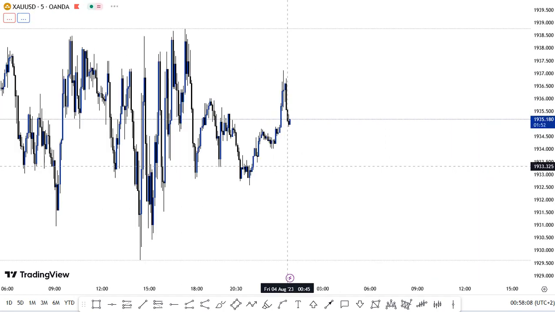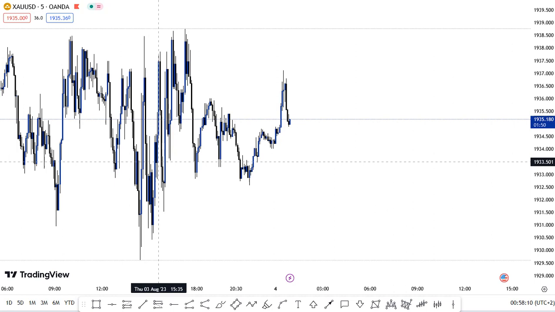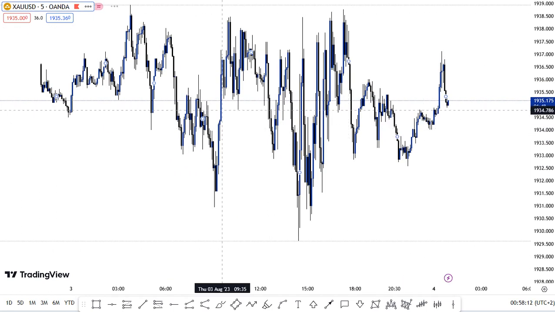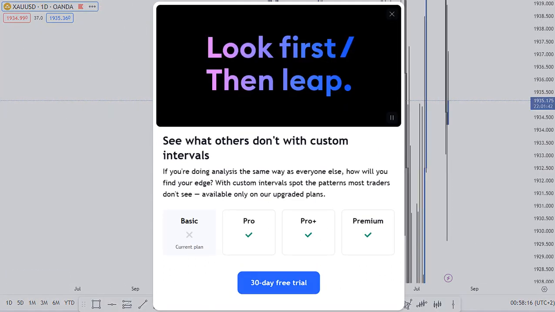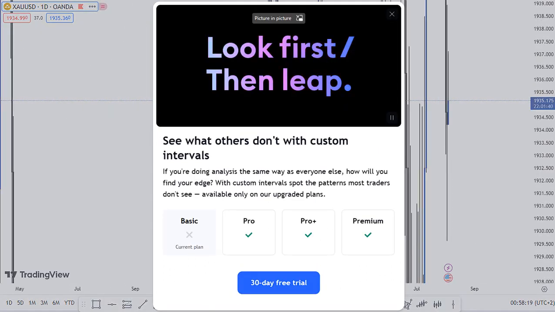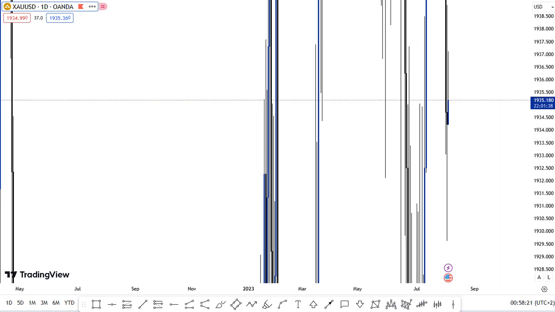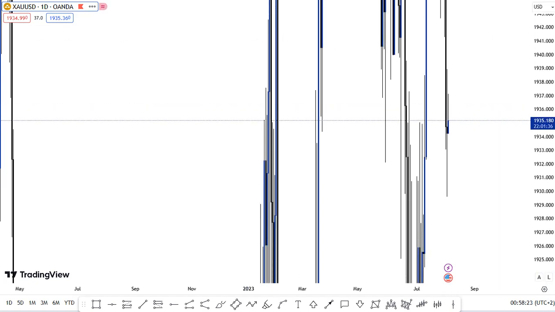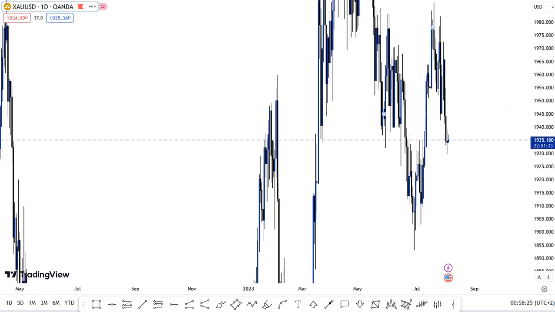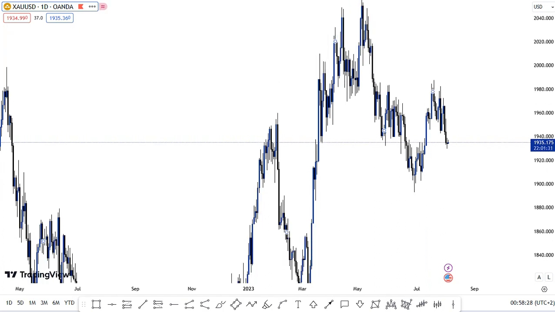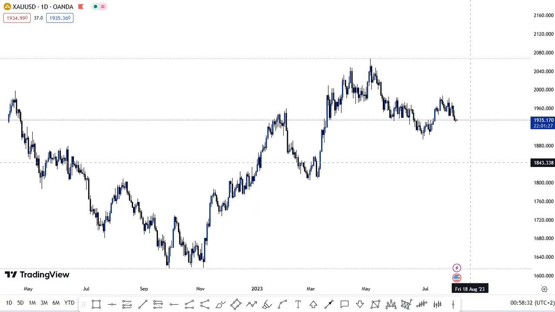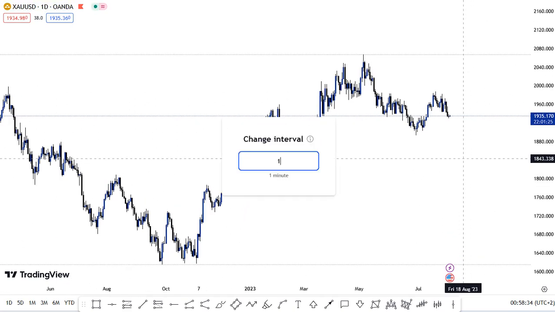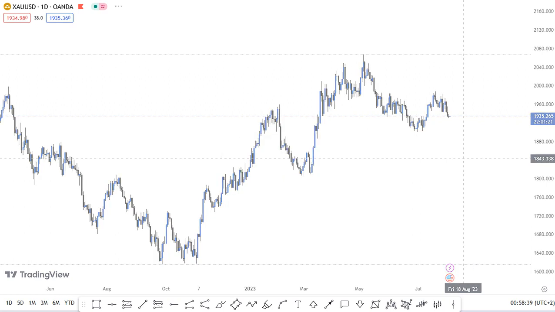Let's see gold. Gold is too complicated. I trade it sometimes, but not always. I prefer indices to gold. So let's go here. Let me go to 1 week, too, on gold.